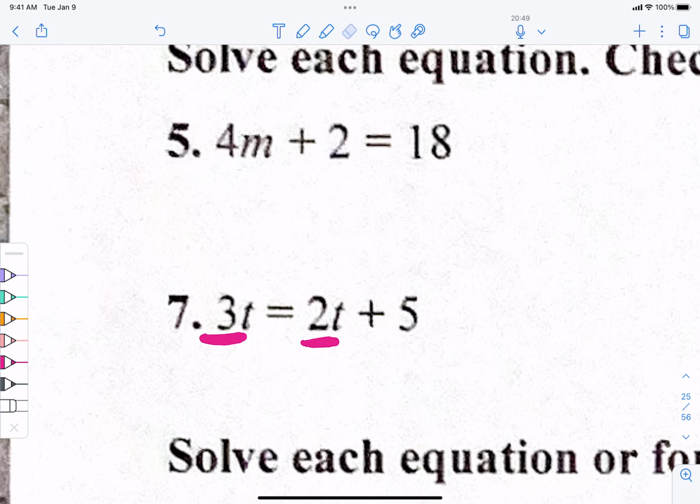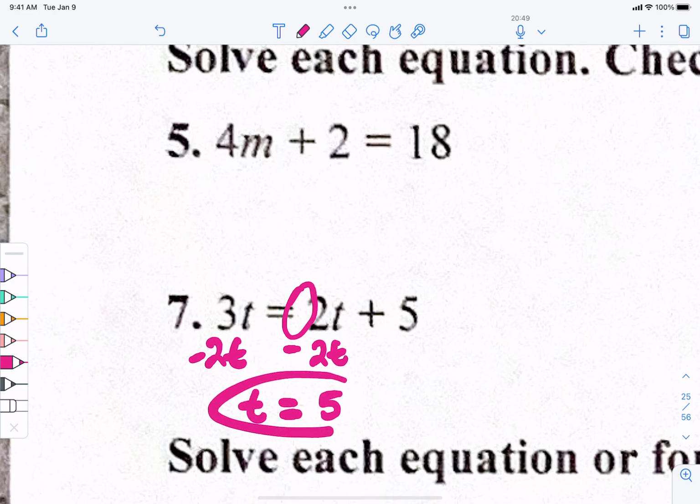That was easy. Which one would you like to move? Minus 2t. Okay, I had somebody last period add 2t. That's just an extra step. This is already a positive 2t, so you have to subtract the 2t over. What's 3t minus 2t? 1t. So 1t equals 5, or just t equals 5, and you're done.